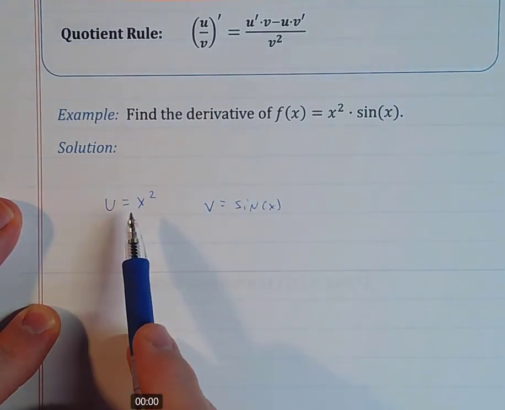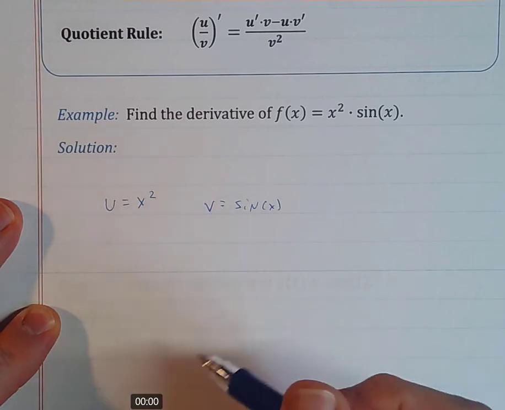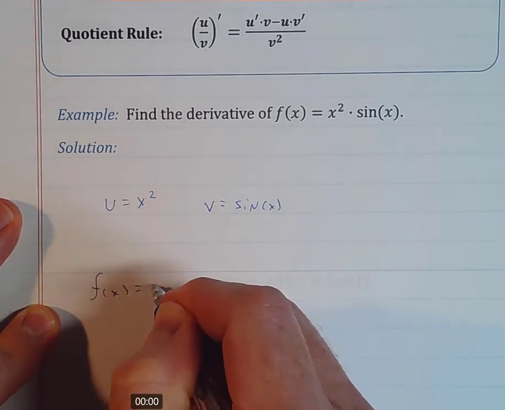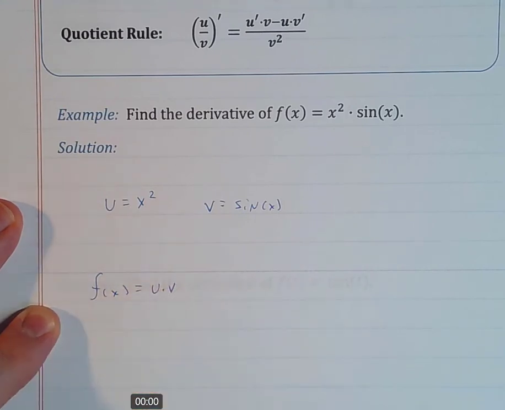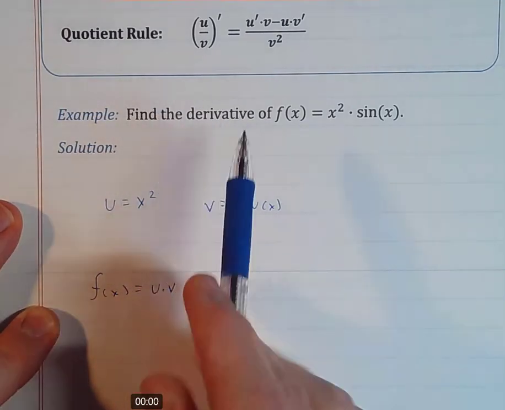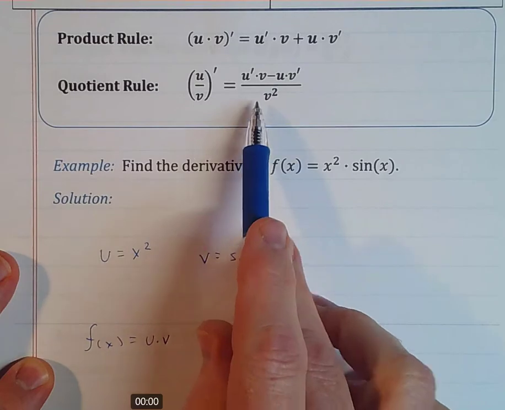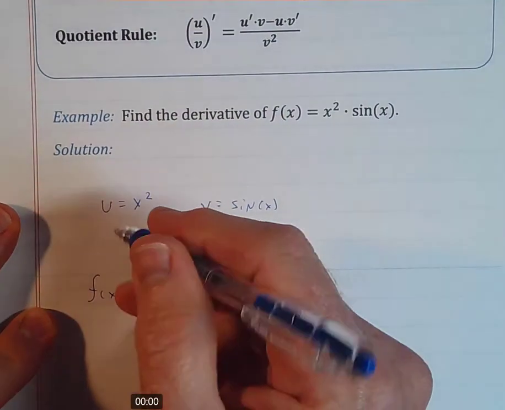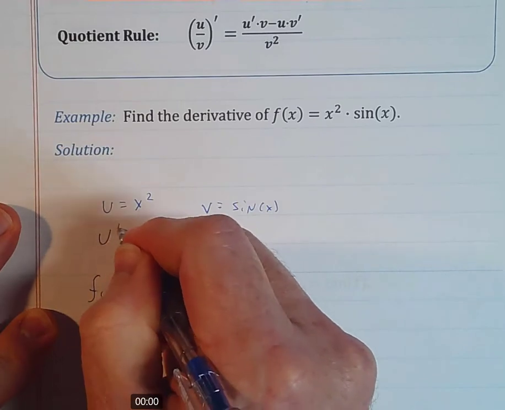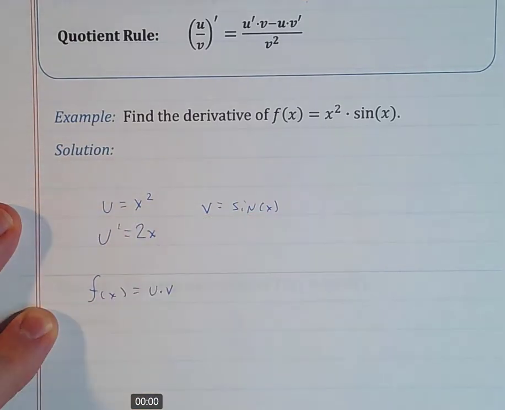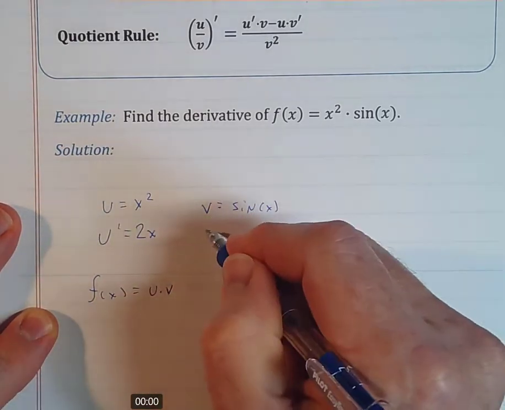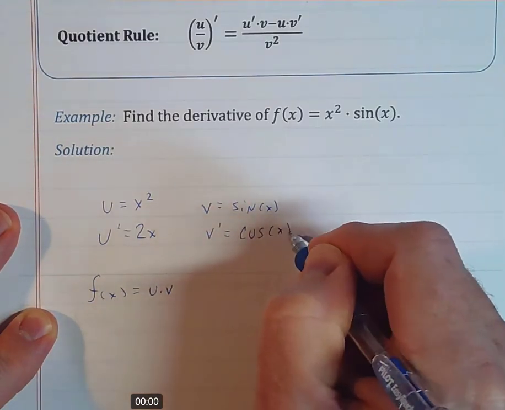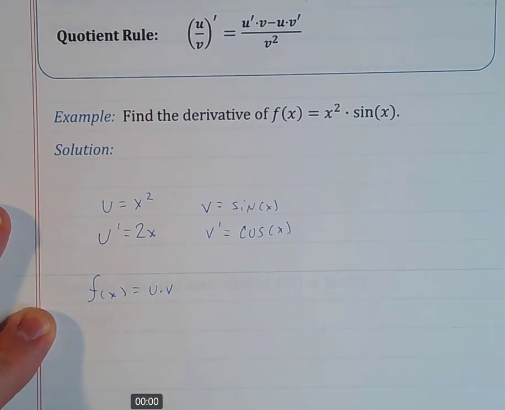And I see that if I define u and v that way, then my function f of x is in the form u times v. And so to use the product rule, I'm going to need to find u prime and v prime. Let's go ahead and write those down. u prime is equal to 2 times x. And v prime, the derivative of sine, is going to be cosine. So I get cosine x.